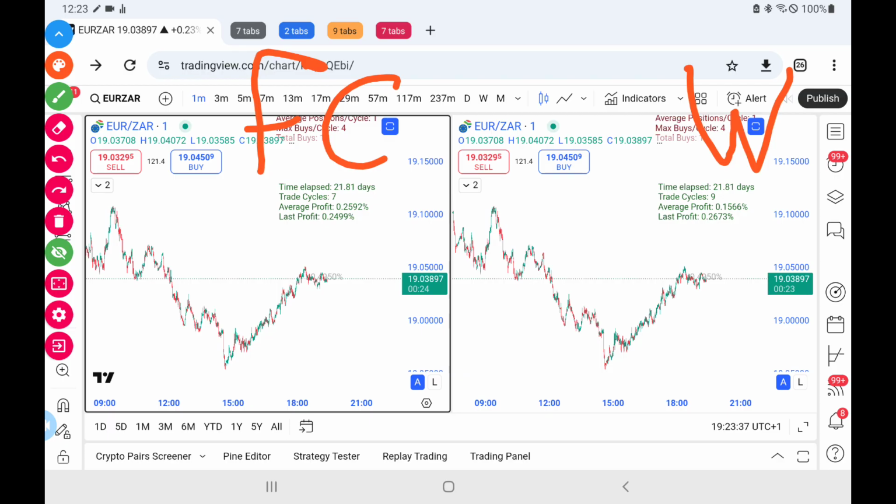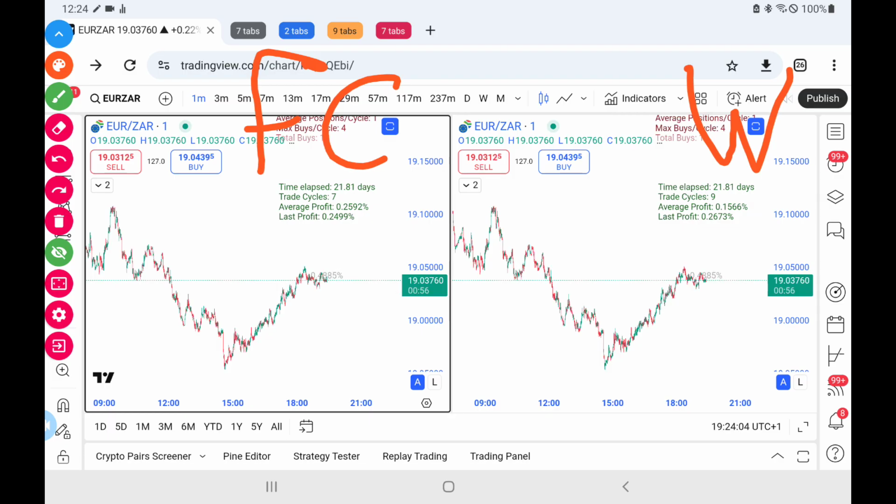Now here we have 9 trade cycles for the wick, 7 trade cycles for the full candle for the European ZAR. Now again, looking at the differences of the average profit. Full candle is 25 pips, but average profit is 10 pips on the wick.